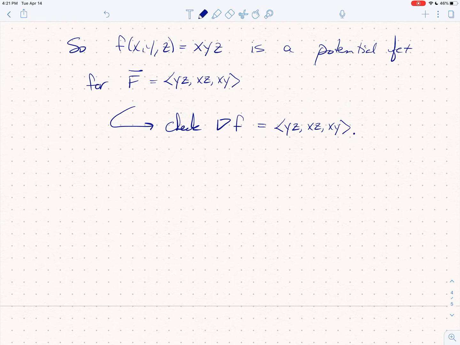So that's all the material from 13.1. No homework from this section. Don't worry, you'll have plenty of opportunities to find potential functions and those kinds of things in the future upcoming sections. So we're going to dive right into section 13.2.